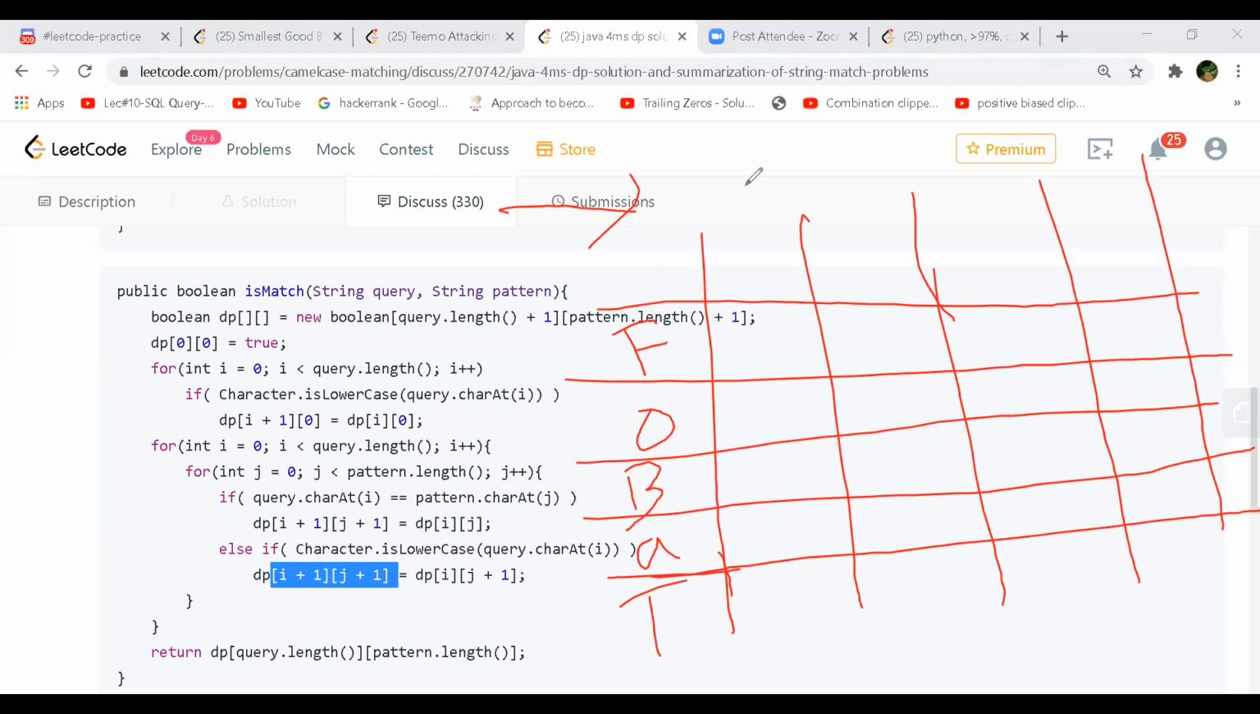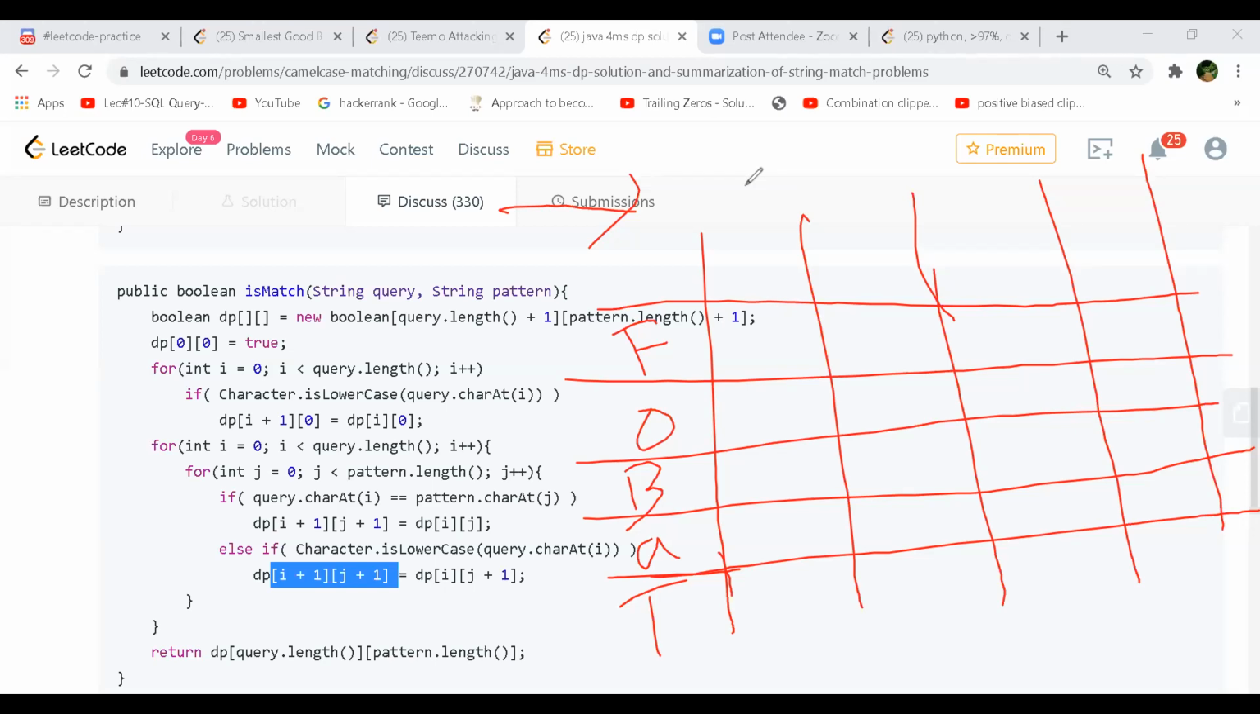The way he is doing it, you have a 2D DP, that is correct. Your query length is the rows. So if I think this is the pattern you have put, the pattern should be on the columns, but that's fine, right? The length of both of them is plus 1. It's one element more, so we are adding 1 more to that.